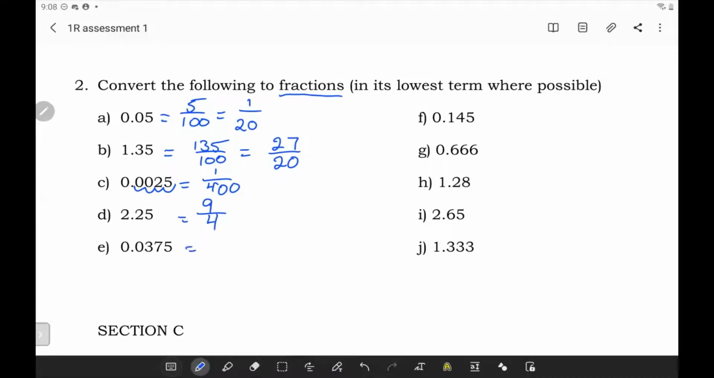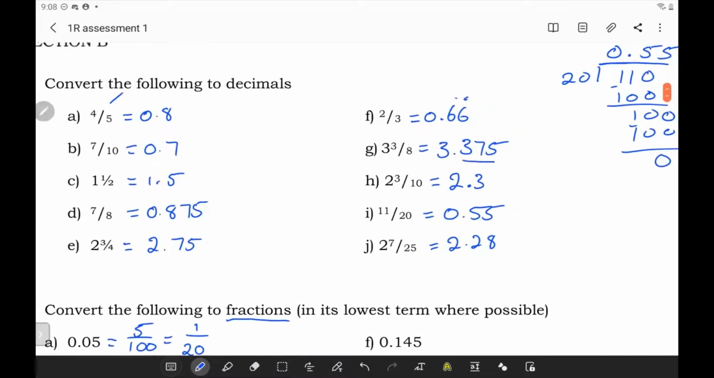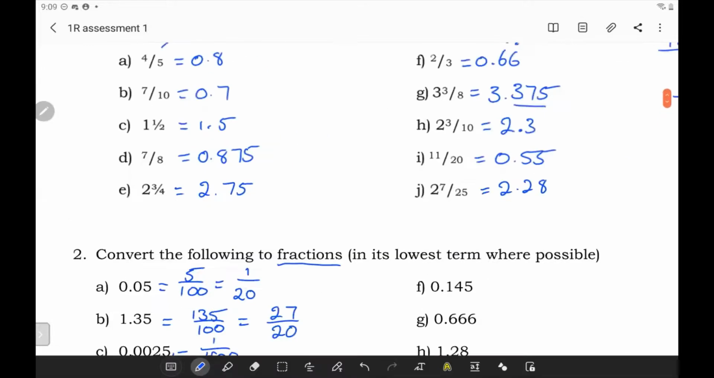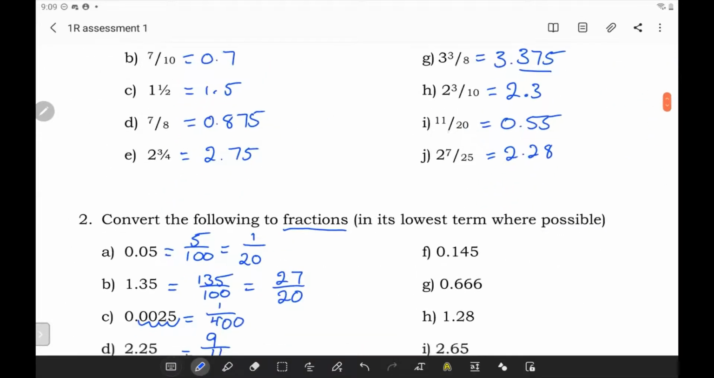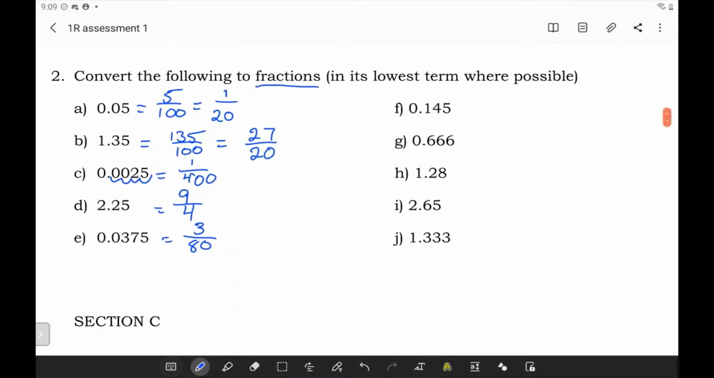This one, I think we did that up here, and we get the 0.375 to be 3/8. Right, so this would just be 3 over 8. I'll leave it to you all to show that as its lowest terms.